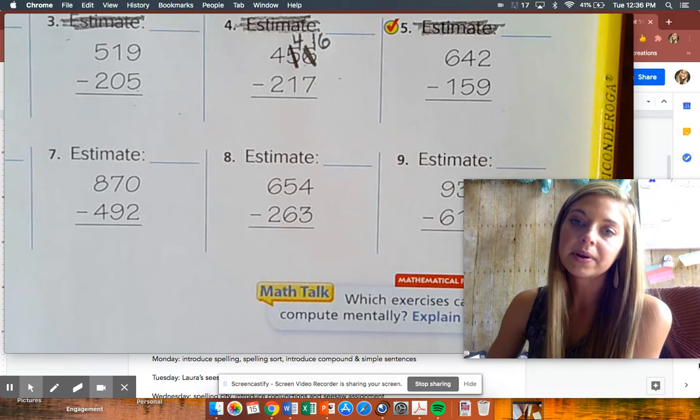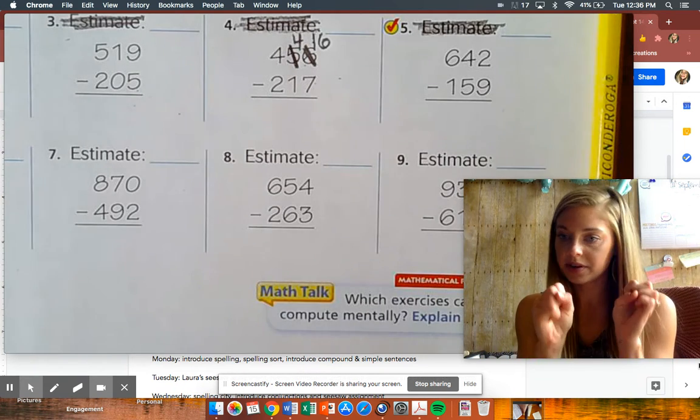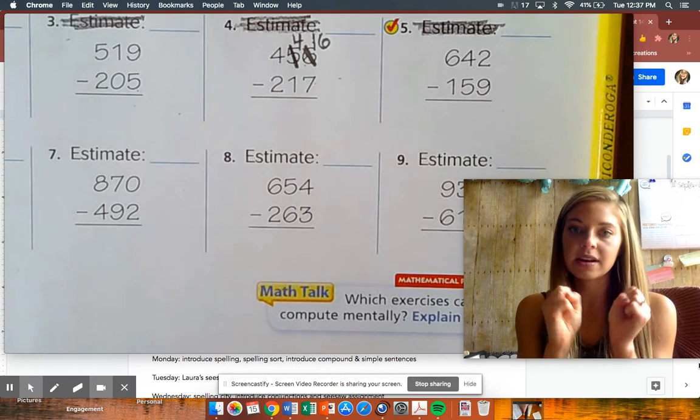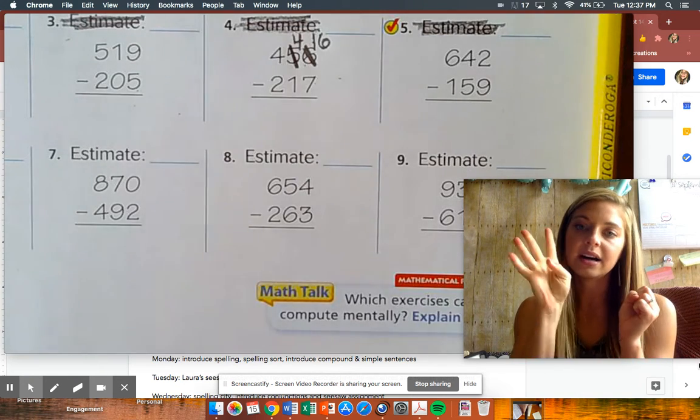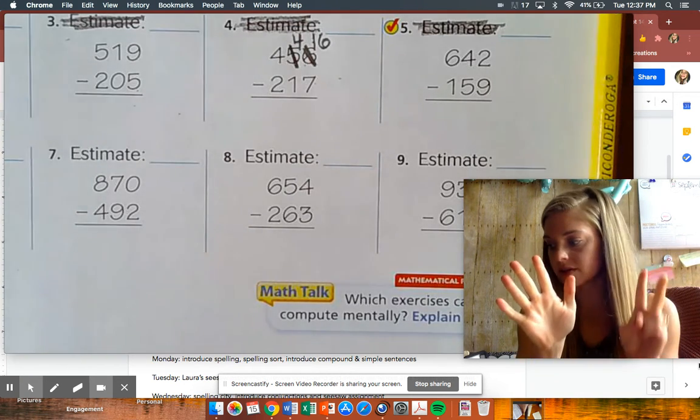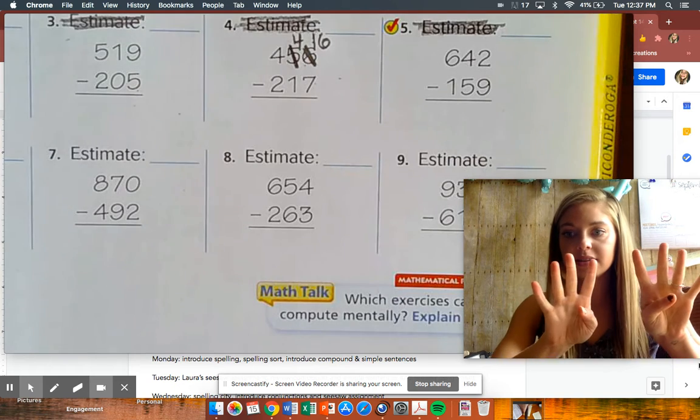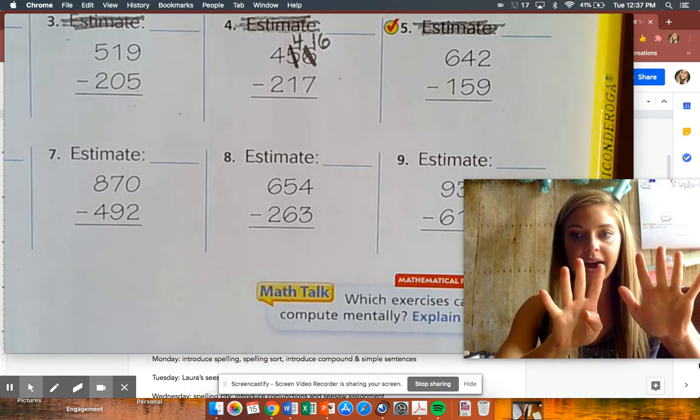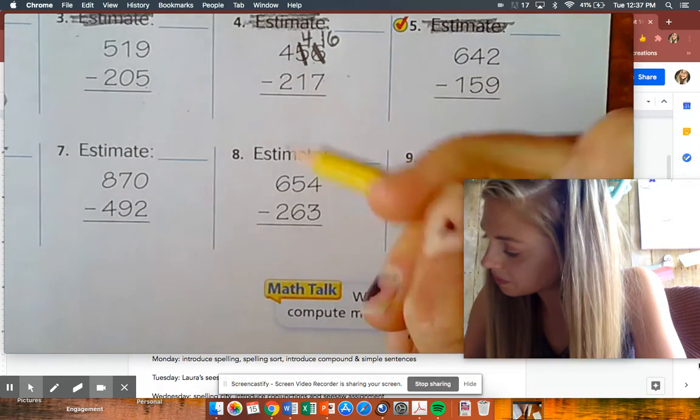Now, remember, you can always count on your fingers, okay? You can use your hands. So you can do 7, 8, 9, 10, 11, 12, 13, 14, 15, 16. So the answer is 9, okay?